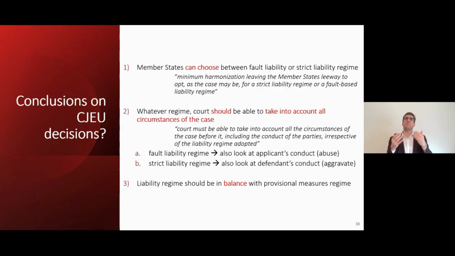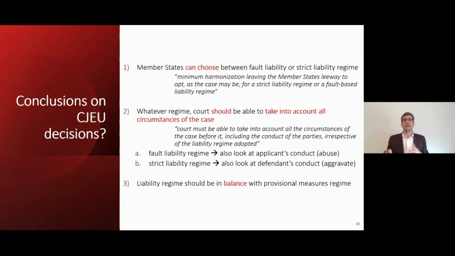So what does that mean in practice? If you have a fault-based liability regime, it's important that there is this counterbalance where you can also look at the applicant's conduct. For instance, has he or she abused his or her rights? That was also stated explicitly in the Bayer versus Kirian Richter decision. If you have a strict liability regime, which is then in favor of the defendant, you also need to be able to look at the defendant's conduct. Has he or she aggravated the damage that resulted from this enforcement of the IP right?